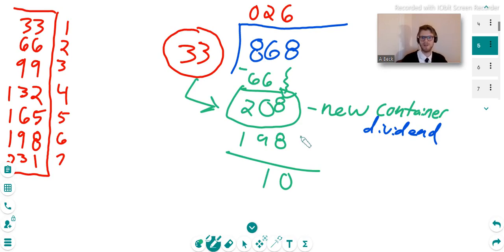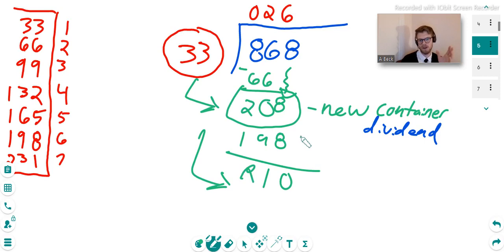Does 33 go into 10, this new container? No, it does not. Do you have any numbers to make the container bigger, to make a new container? No, you cannot make a new container or a new dividend. So 33 goes into 10 0 times. So we're done. We just have 10 remaining spaces for those marbles. So we put an R here. There we go. Remainder 10.